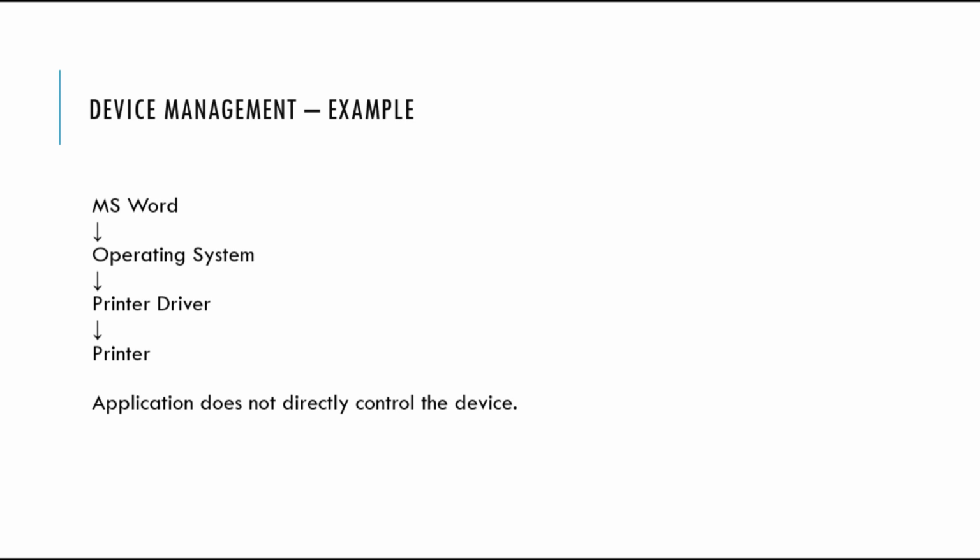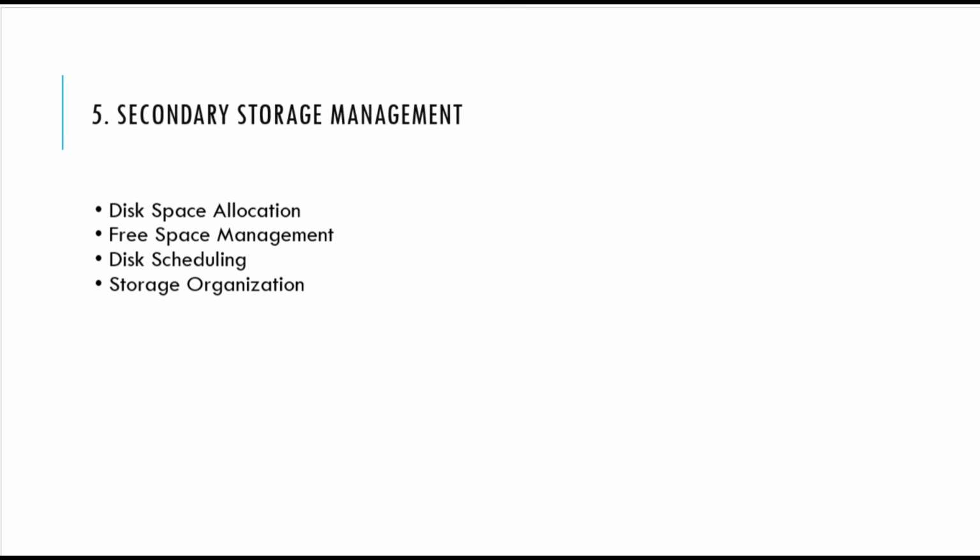Another important responsibility is secondary storage management. Secondary storage refers to devices like SSDs and hard disks. Whenever you save a file, the operating system decides where that file should be stored. It allocates disk space, keeps track of free space, and also schedules disk operations to improve performance. Without proper storage management, files could be lost or overwritten. That's why the operating system carefully manages secondary storage.